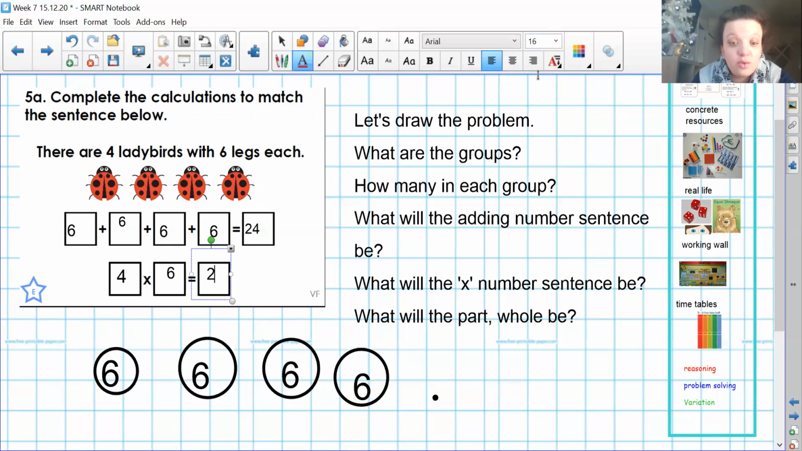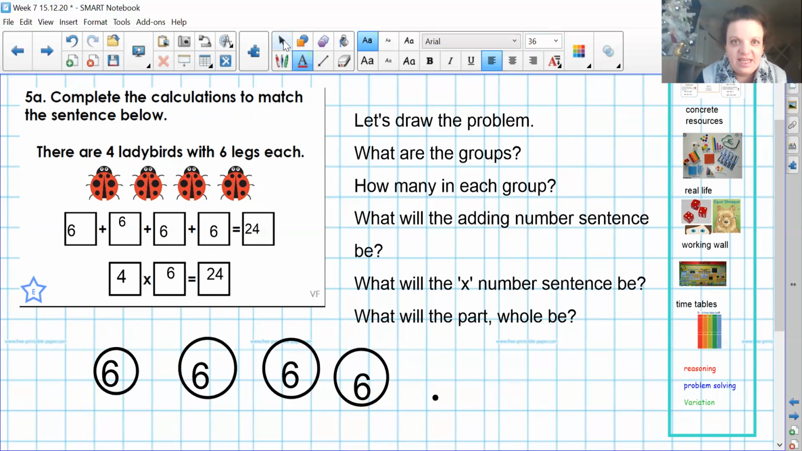of legs, 24. Okay. Now with adding, it doesn't matter which order I put these numbers in, and it's the same with times. So 4 times 6 is 24. 6 times 4 will also be 24. But for this picture, 4 groups of 6, that's the number sentence we're showing.